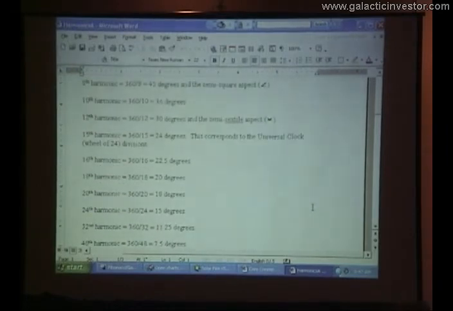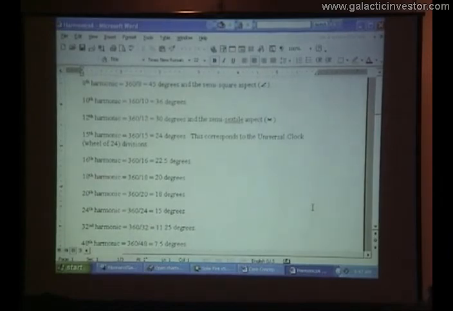The universal clock setting is 24 degrees. That's the 15th harmonic, or 360 divided by 15. Now this setting works very well when planets are at a multiple of 24, or what's called crossing the 24 line of the universal clock. And does anybody know what outer planet just crossed the 24 line? The planet Uranus just crossed the 24 line. It hit a multiple of 24. It hit 6 degrees Pisces.